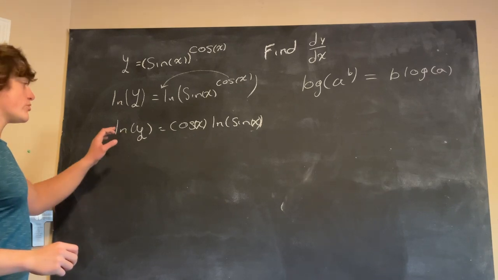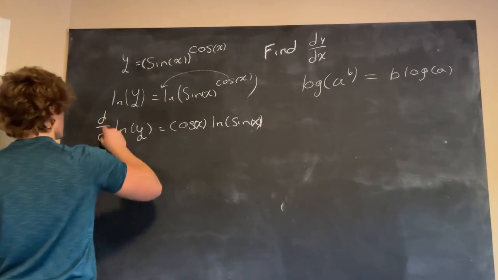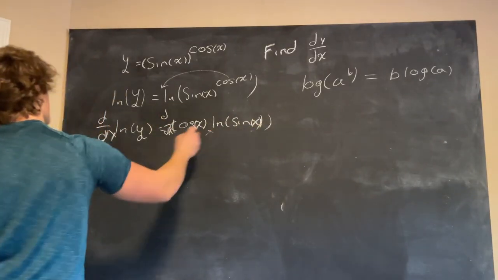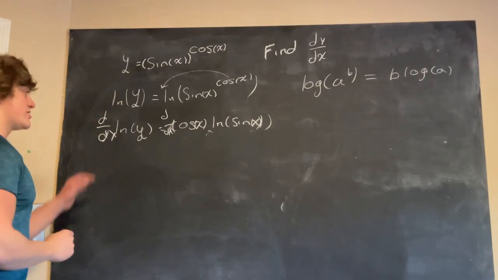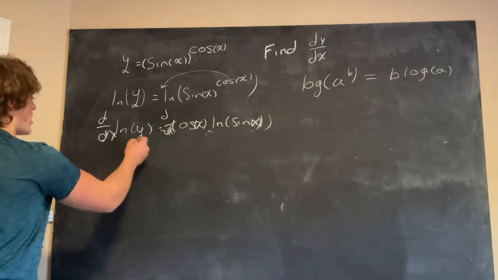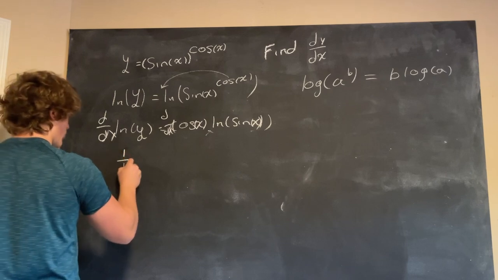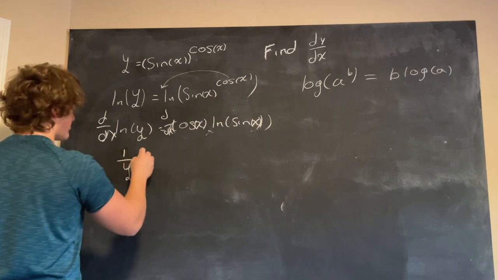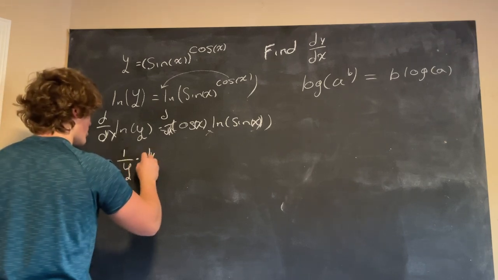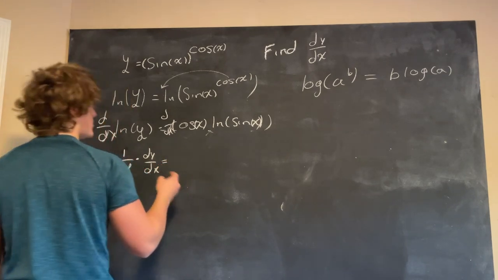Now, we are going to differentiate both sides. So d over dx, d over dx, and we're going to need a product rule here, but first let's start off with this side. This is going to be an implicit differentiation of y as well as a chain rule. So this becomes 1 divided by y, times the derivative of the inside, which is dy over dx, which is what we are looking for. And that is equal to this side.